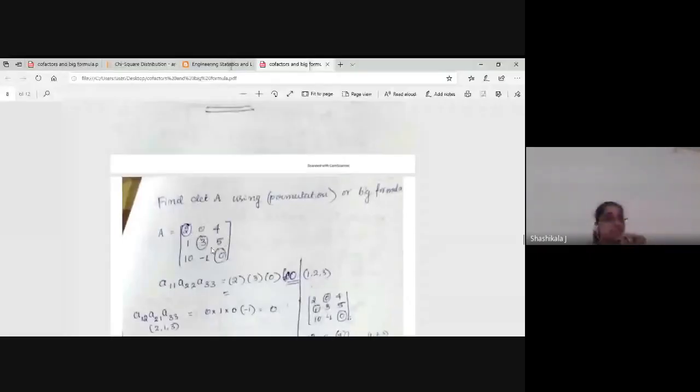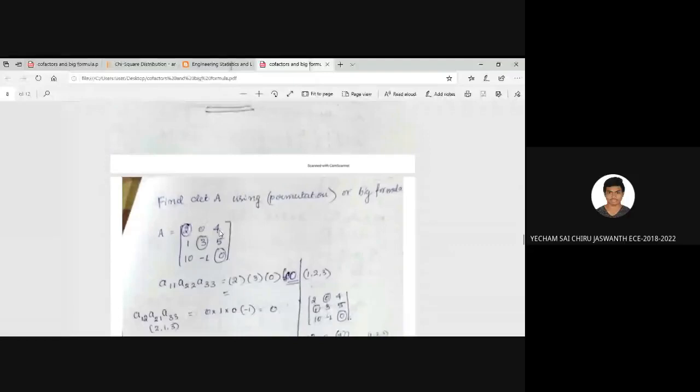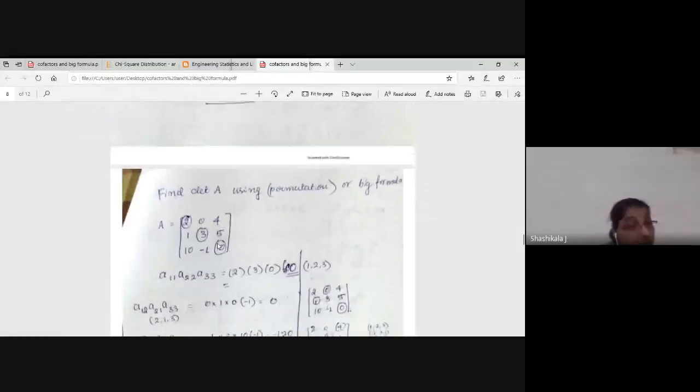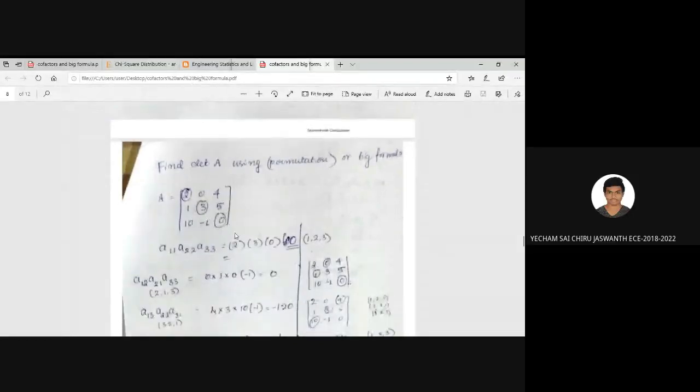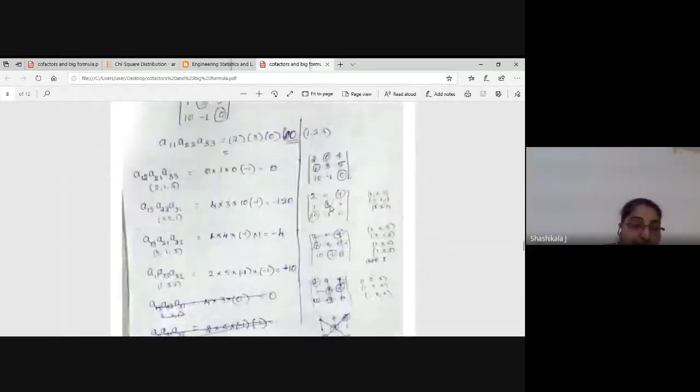If I take this 4 and this, what are the two combinations you will get? For the second row, which one should I choose? The second one. In the second row, what are the possibilities I am getting if I take the 4? 1 and 3 you can take. So now 1 or 3.